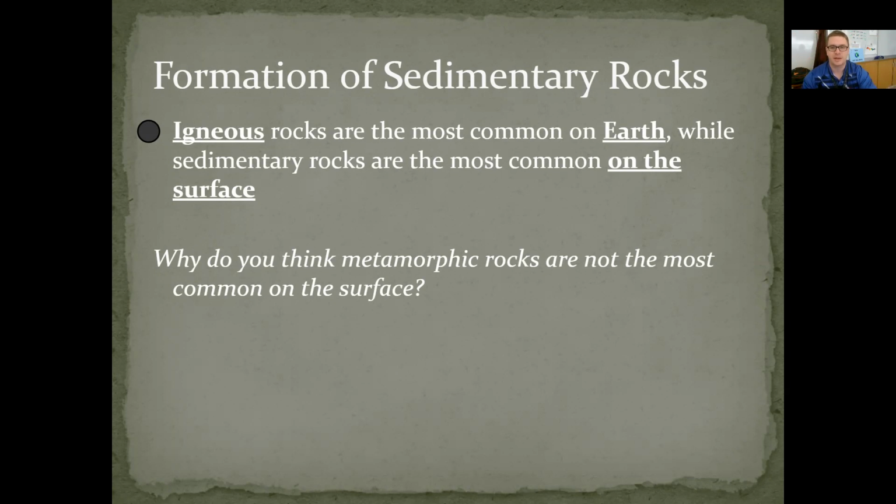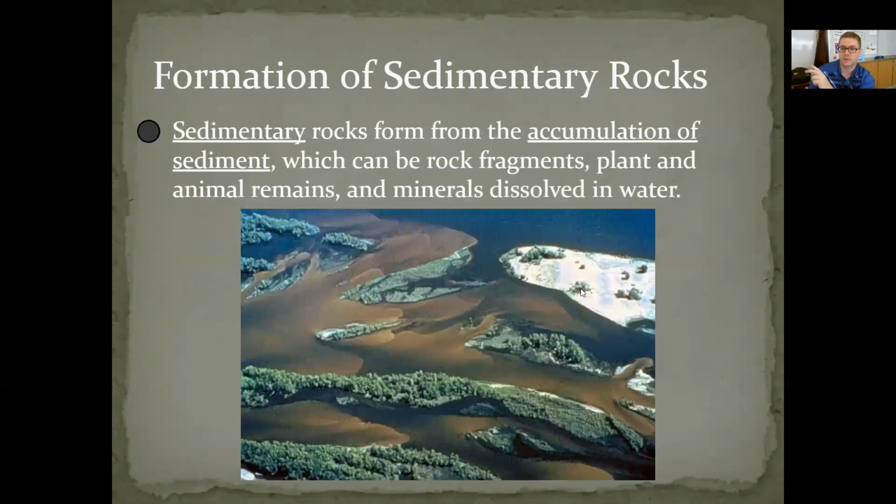almost always happening. Sedimentary rocks, while most common on the surface, take a little bit longer period of time to form than our volcanic igneous rocks. So very interesting situation we have here. So again, igneous rocks are the most common type on Earth. Sedimentary rocks are the most common type on the surface. You want to be able to differentiate those two.